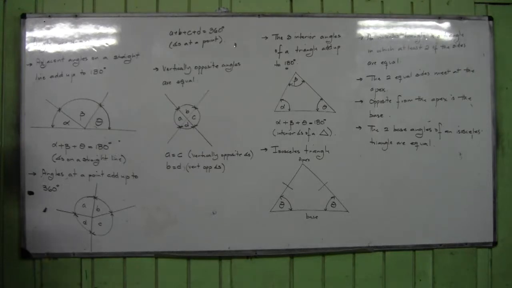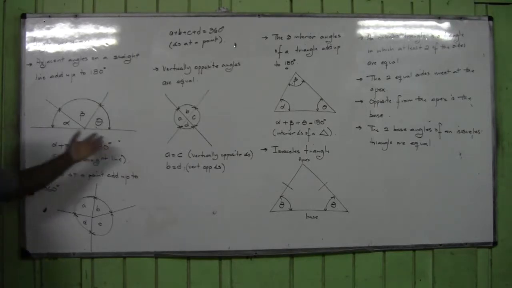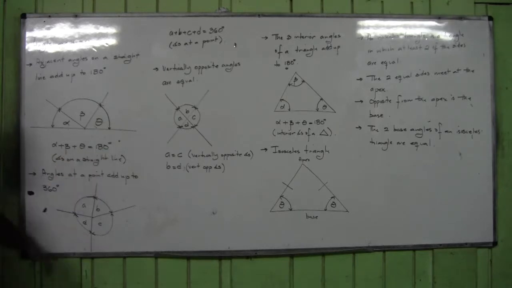So adjacent angles are angles that have the same vertex. Alpha, beta, and theta are three angles that have the same vertex, so they are adjacent angles. Now, adjacent angles on a straight line add up to 180 degrees. So alpha plus beta plus theta is equal to 180 degrees. Why? Because they are angles on a straight line.